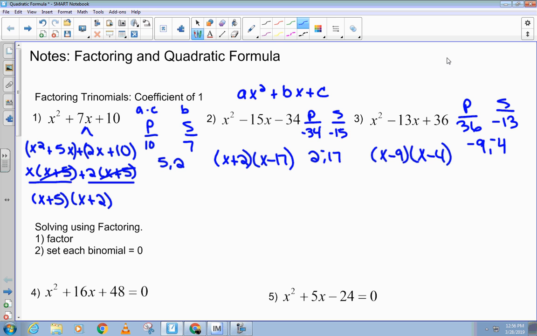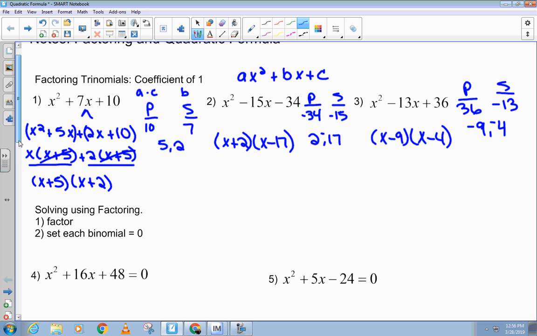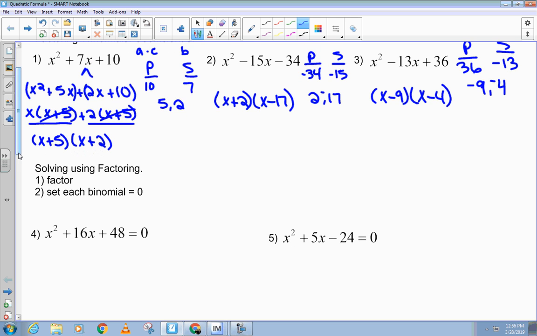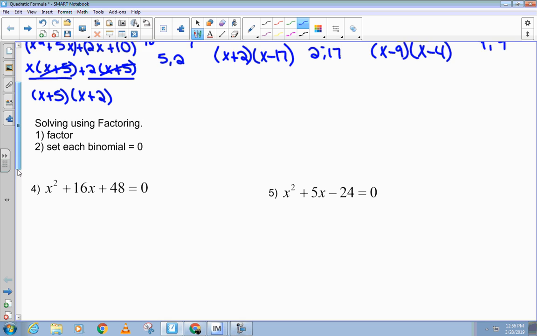So why did I teach you factoring? Well, sometimes to solve a quadratic, I have to factor. A quadratic is an equation that has an x squared. It has a power. And so sometimes you can factor. There's what's called completing the square, which we will cover next year, and then there's the quadratic formula. So we're talking about factoring first.